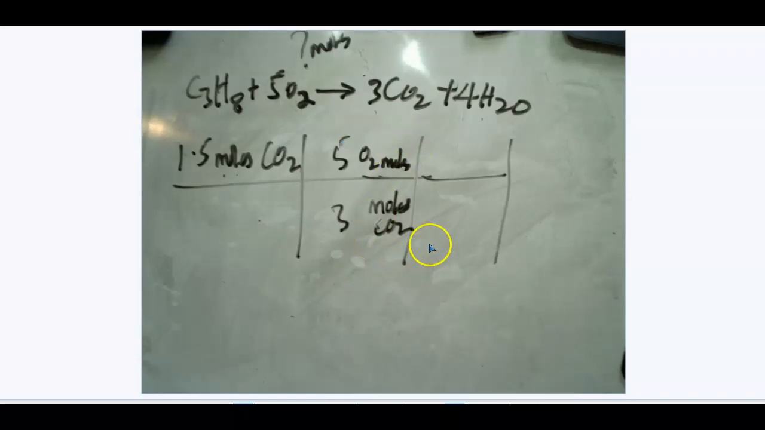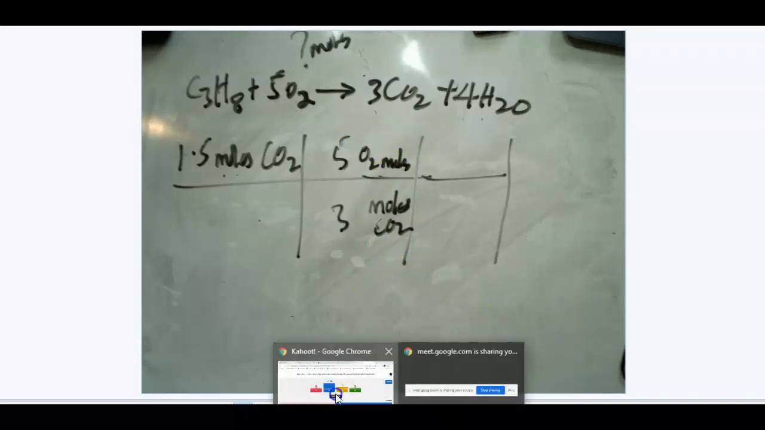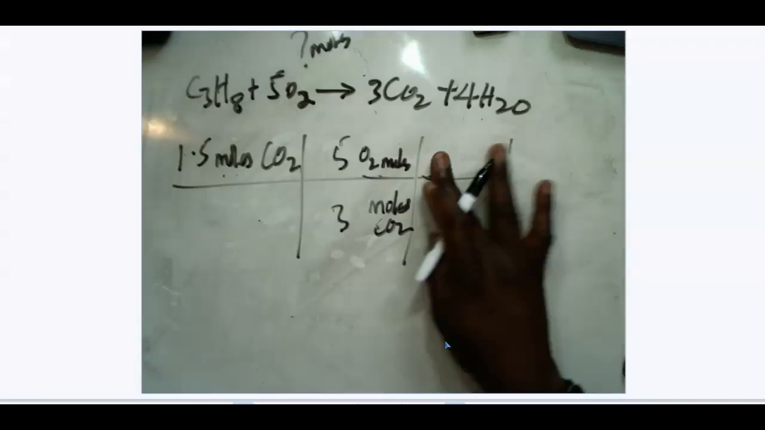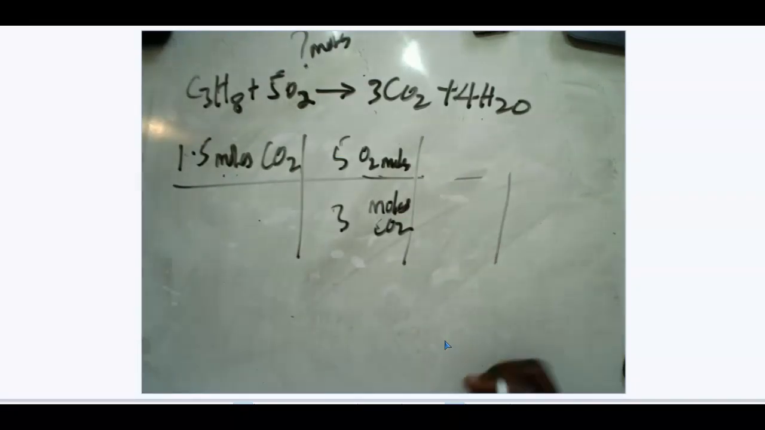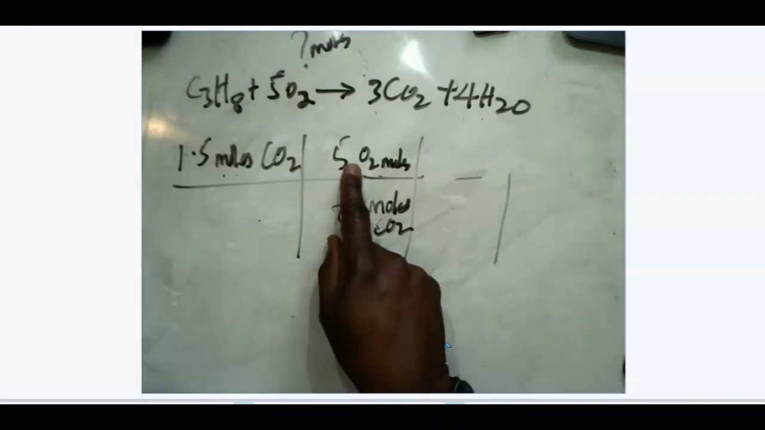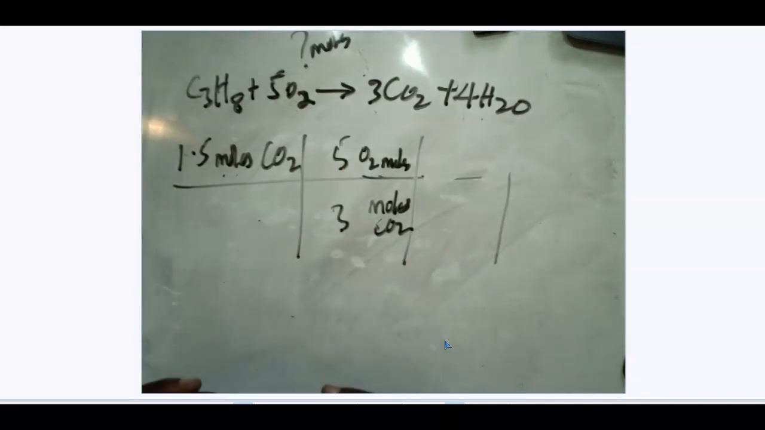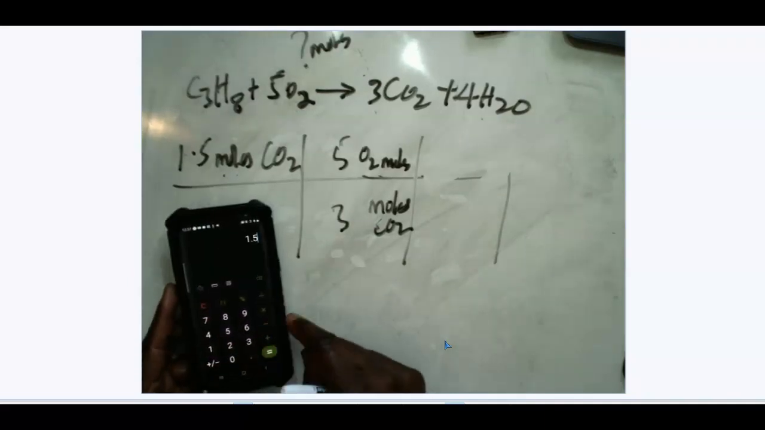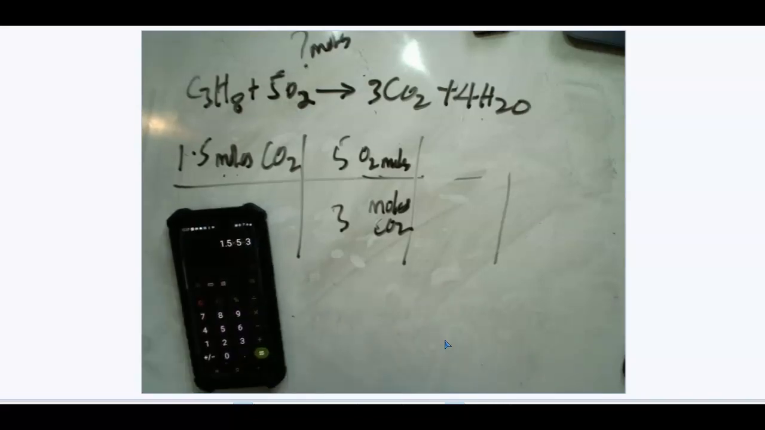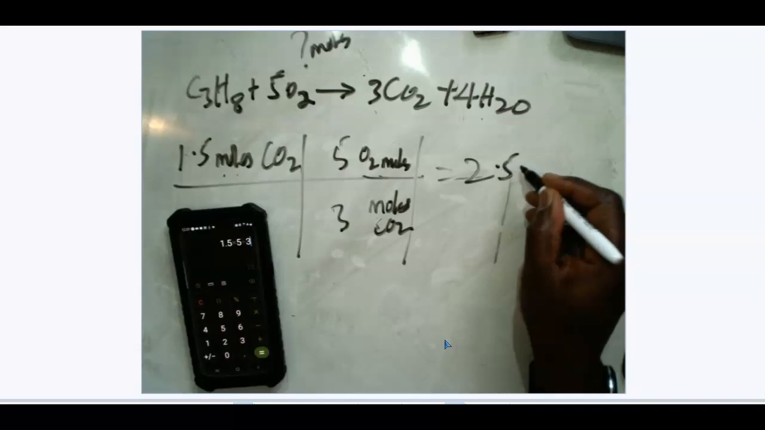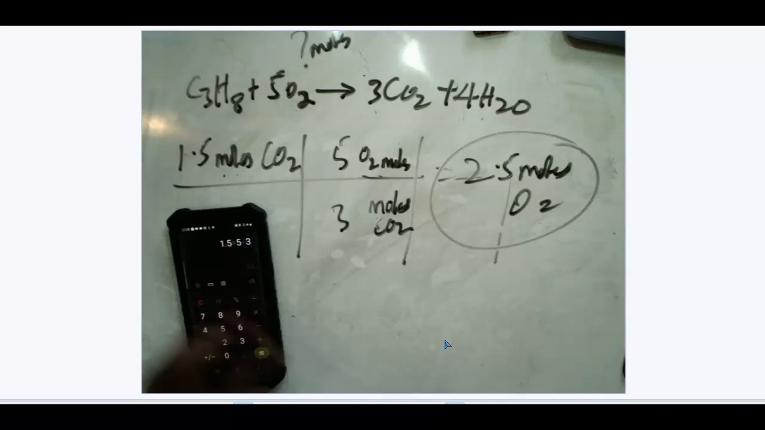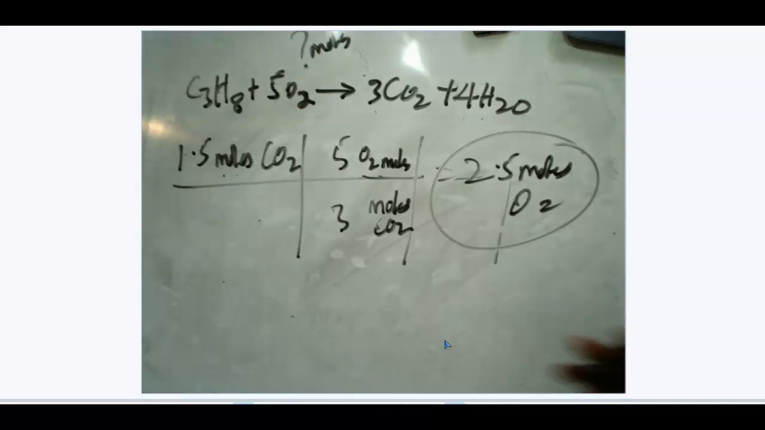All right? The question says, look for what? We're looking for just the moles. That's it. You don't need step 1. That'll be step 2. So just multiply this by 5, divide by 3. So 1.5 times 5 divided by 3 will give us 2.5 moles of oxygen. Because we're looking for moles, it's just one step.